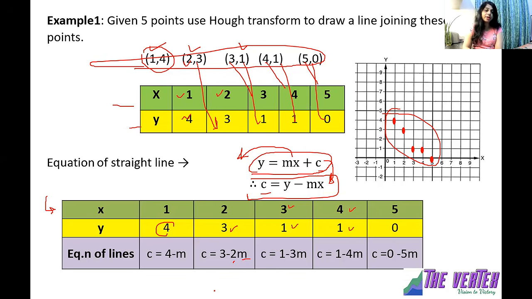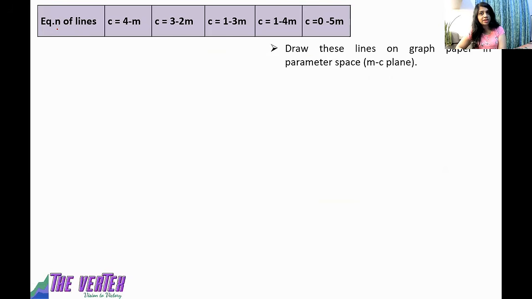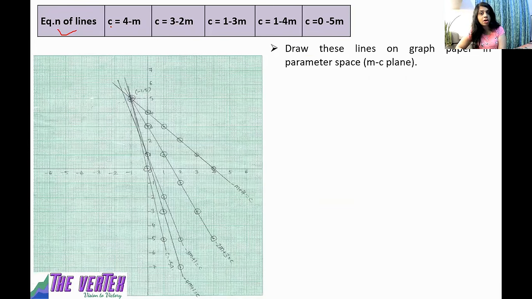Then let's go to the next step, the lines, which we have already done. c is equal to 4 minus m, c is equal to 3 minus 2m, and so on. Now draw these lines on a graph, but in MC space, the MC plane. You have to draw all these lines in MC space, wherein again this is a graph. The x-axis is m and the y-axis is c. So you have to draw a line c equals 4 minus m.